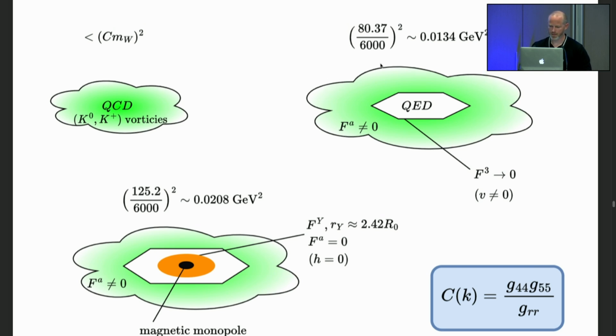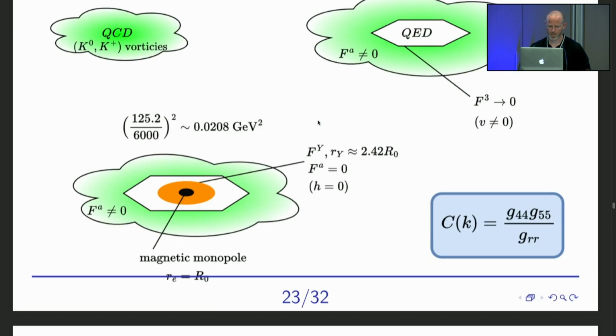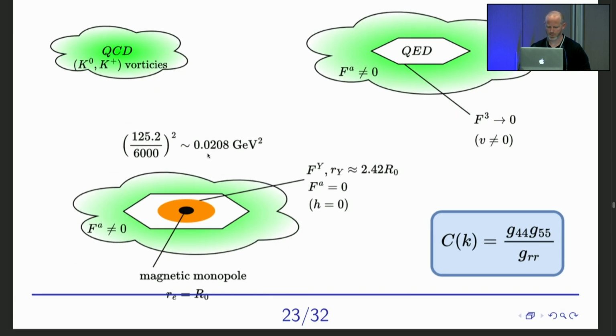So if we take the 6,000 value for that dynamic stability, then that drops us down to 13 MeV squared. Same for generating an actual magnetic monopole. It's capable of Callan-Rubakov interactions. The threshold for that would be 20.8 MeV squared.